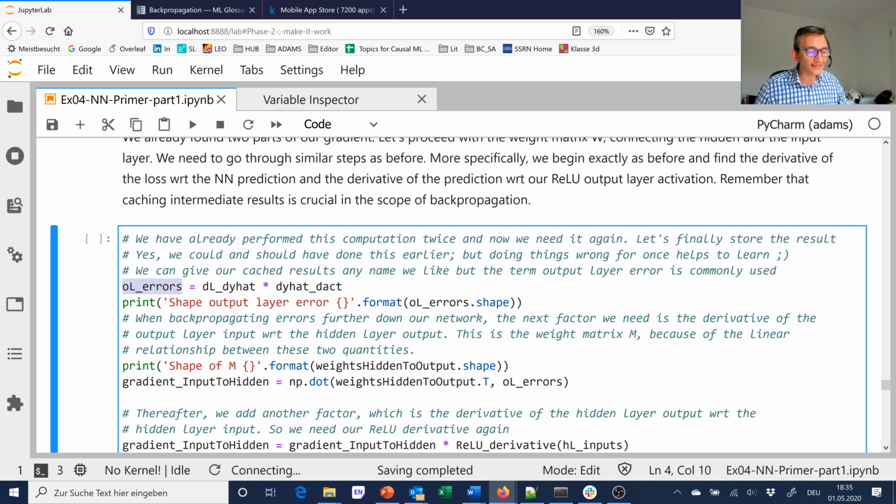And finally, I do that. I call that the output layer errors, which is just a common term for this ingredient here. From a programming perspective, you could give it any name you like, but that's a common term.